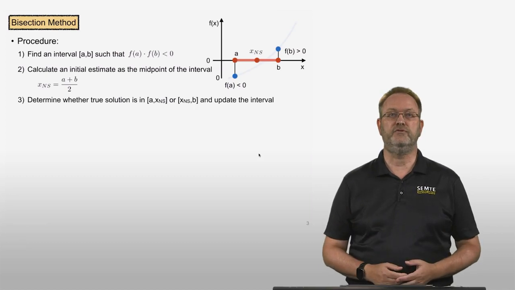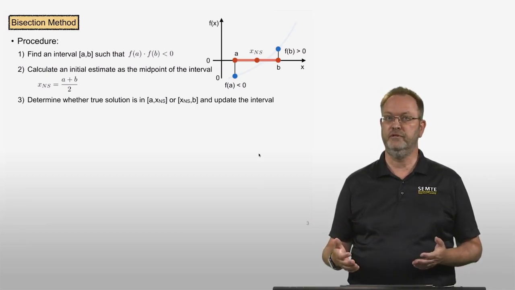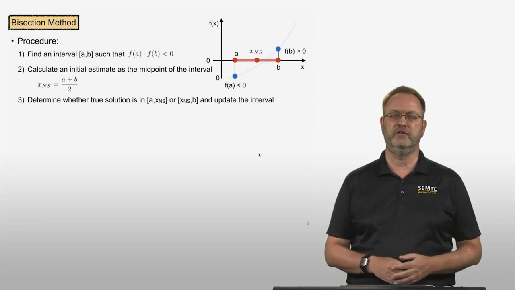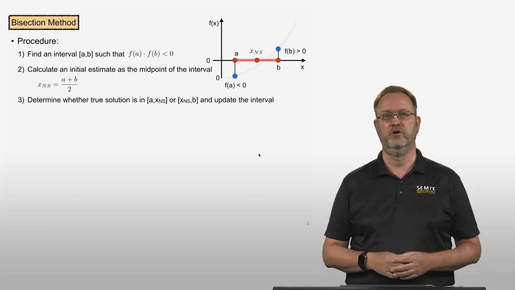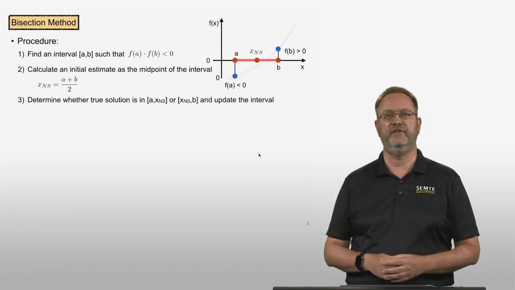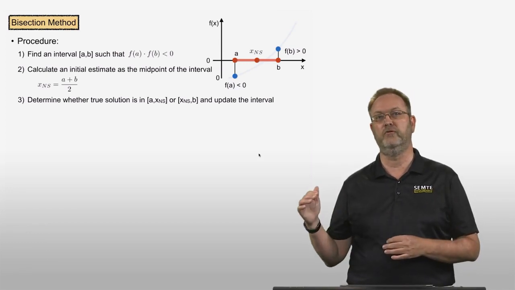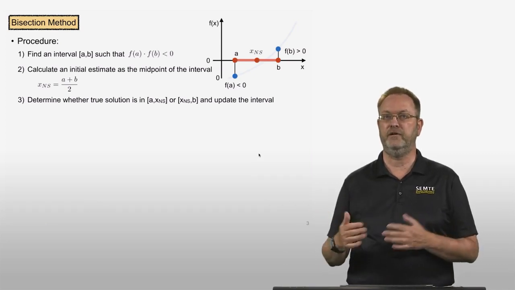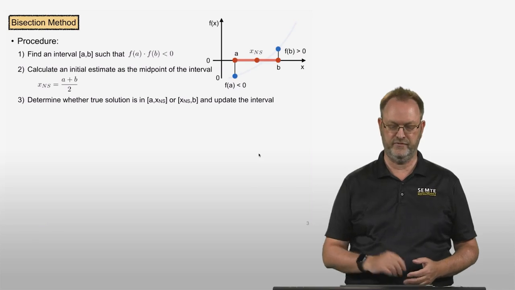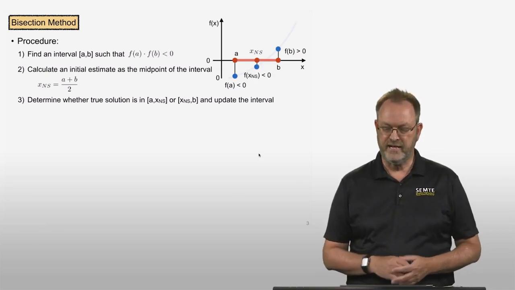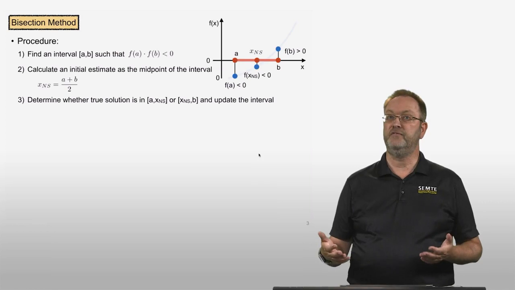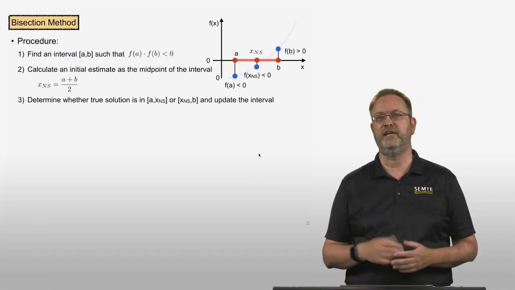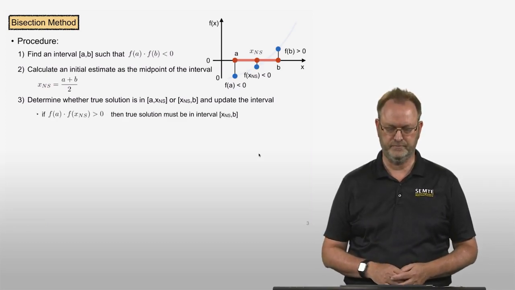The third step is to determine whether the true solution, meaning the root, is either in the left interval from a to the numerical solution, or in the right half interval from the numerical solution to the original right bound b. And then, depending on whether the true solution is in the left or the right part, we will update the interval. So in our example here, if we evaluate the function value at the numerical solution, which is the midpoint of the interval, in our example that would be a negative value.